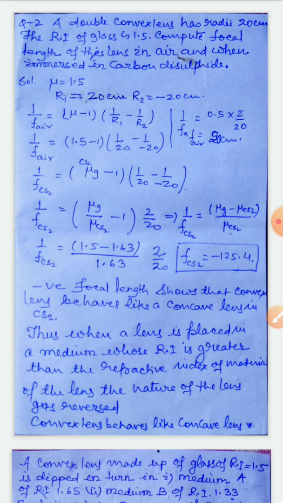And if it is placed in a medium whose refractive index is equal to that of the material of the lens, in that case no refraction will take place. And if it is placed in a medium whose refractive index is lower than the refractive index of the material of the lens, in that case a convex lens will behave like a convex lens and a concave lens will behave like a concave lens.